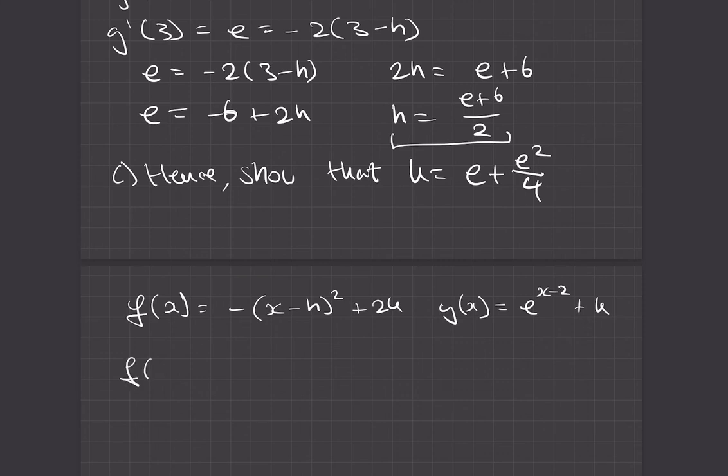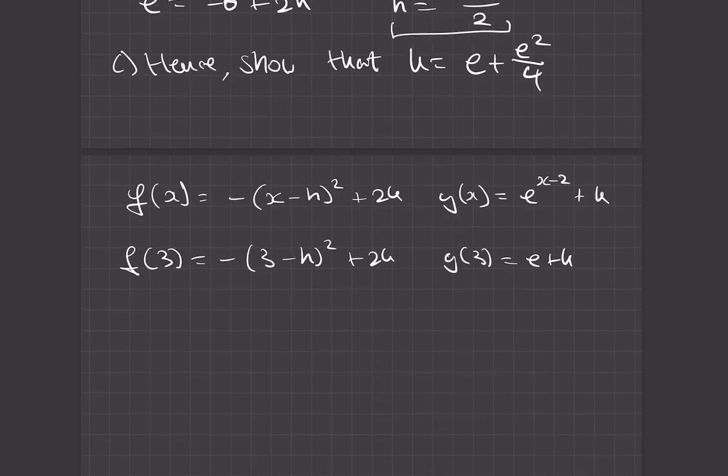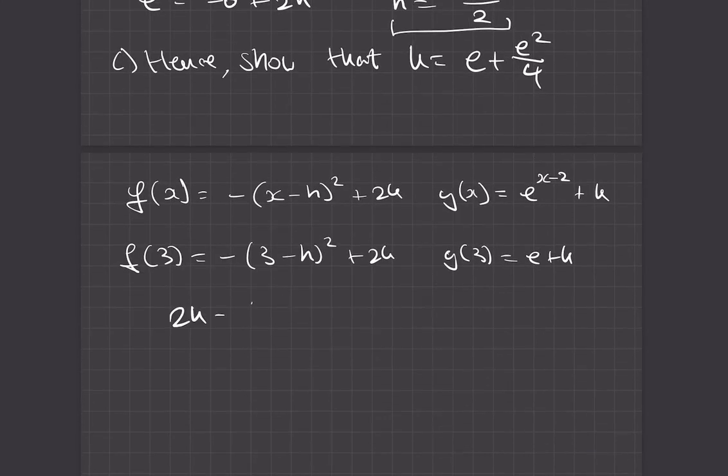So that means f of 3 is equal to minus 3 minus h squared plus 2k. g of 3 is equal to e plus k. We're going to equate those. So 2k minus 3 minus h squared equals e plus k. You can actually cancel that k and that k, right? Because we're just subtracting k on both sides. Now I think it's a good time to put that h in. So it was e plus 6 over 2 all squared equals e.